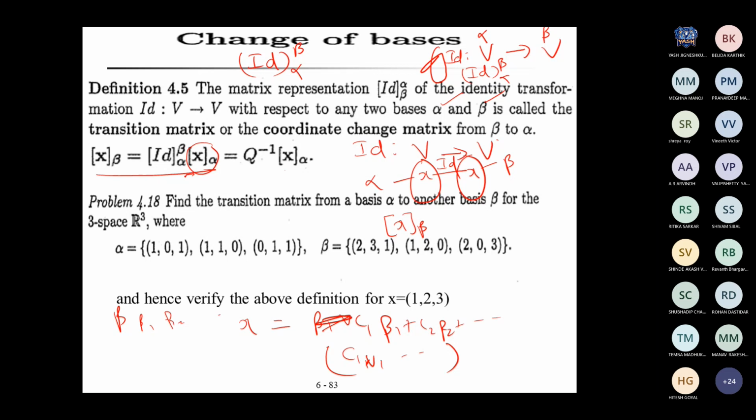So see, the coordinate vector of X with respect to beta is nothing but the transition matrix alpha to beta times X alpha. What is X alpha? This is the coordinate vector of X with respect to alpha. This statement you have to remember. Okay. Shall we do this? We'll try to verify this statement: X beta is equal to ID alpha to beta X alpha, where alpha and beta are given by this. Please take down this question. We'll do this.